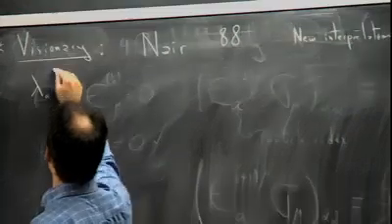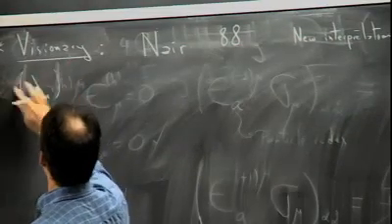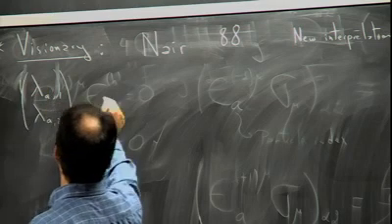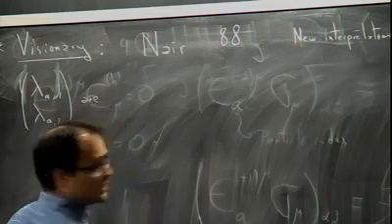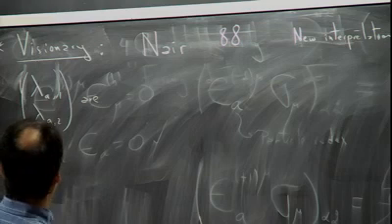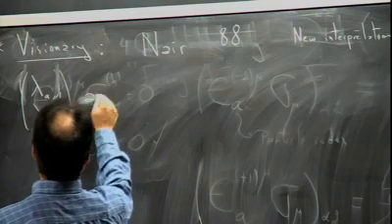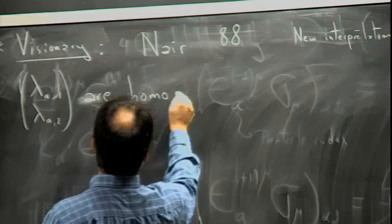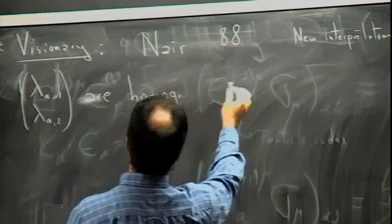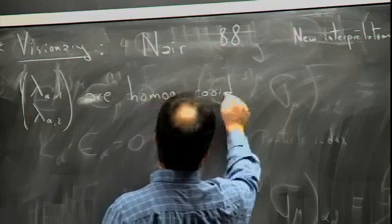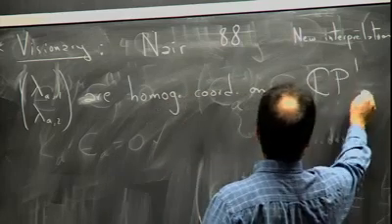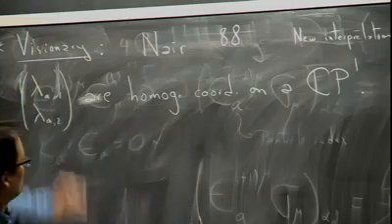So he knew these two things, and he realized that these lambdas, let me write them like this, are, or can be thought of, homogeneous coordinates on a CP1. Okay? Or at least that's what they look like.